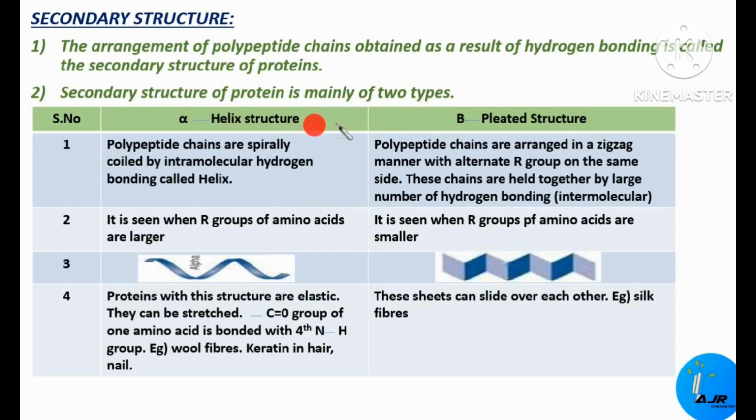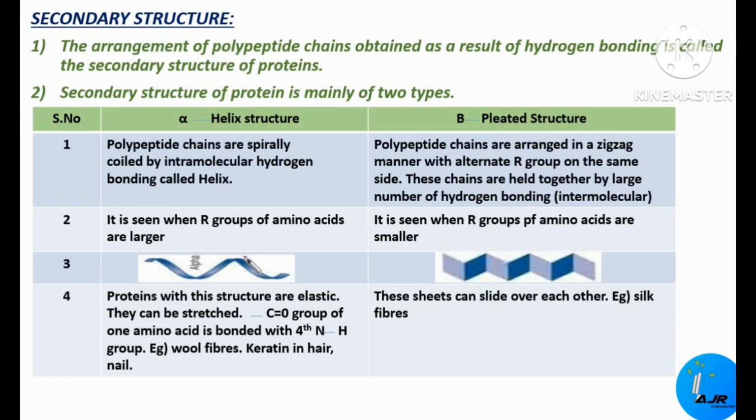The first one is the helix structure and the second one is the beta pleated structure. The helix structure was suggested by Pauling in 1951. He said that the protein consists of amino acid chains coiled into a spiral called a helix. The amino acids are arranged just like a coil. This helix can be twisted to the right-hand side or to the left-hand side. The right-handed helix is called the alpha helix and the left-handed helix is called the beta helix.